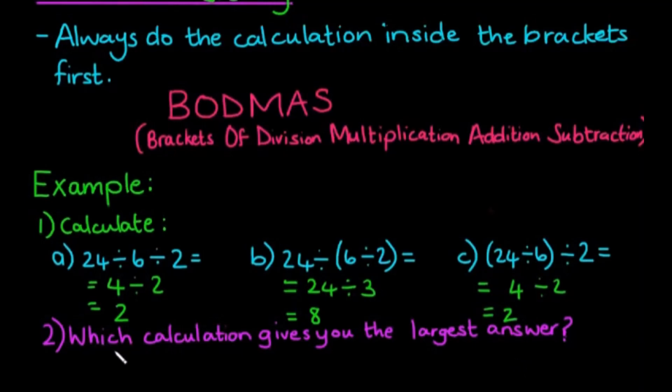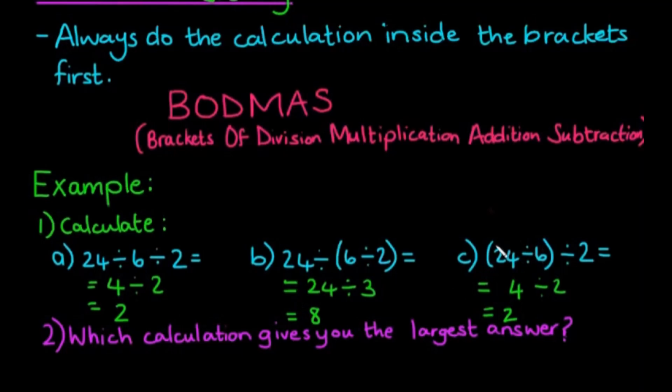In the second question, they ask us which calculation will give us the largest number. In A, when we're working from left to right without a bracket, we got the answer of 2 because we worked with the first two numbers before dividing it by the second number, which is 2. In B, we first worked within the bracket, 6 divided by 2, which gave us an answer of 3. Then further dividing 24, which gave us an answer of 8.